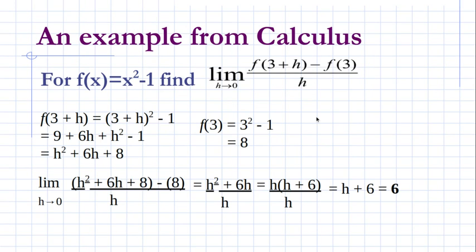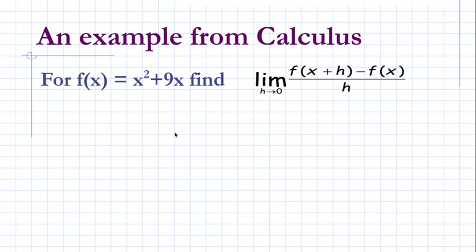All right. So now let's look at a second example where we're not actually using a value here. We're just going to be using x. So now for this one, we've got a new function. f of x is going to be x squared plus 9x. And now we're going to evaluate this difference quotient.